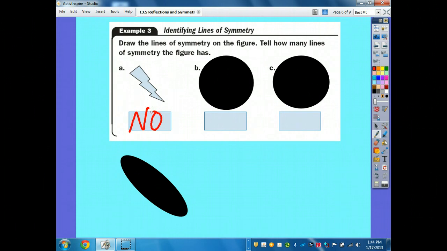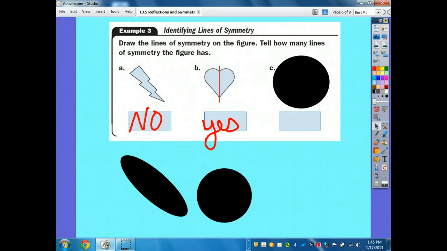How about B in your notes? Yes. Okay, I agree with yes. How many? 1. Do you have it drawn on there? Oh yeah, you get to do that on your notes. Do you all agree on 1? Very good. And that's where it's at. Draw it on if you haven't already.